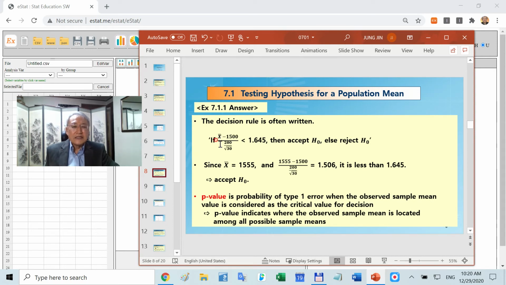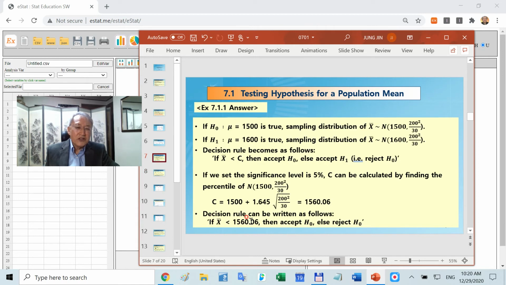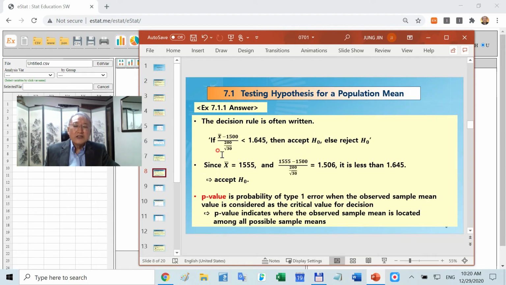As we discussed in the sampling distribution, you can have a decision rule in this manner. Maybe it is easy to understand, but once you are used to it, you subtract the mean and divide by the standard error, and calculate in this manner. Suppose you have sample mean 1555. Subtract the mean, that's H0, mu equals 1500, and divide by standard error. If this standardized value is less than 1.645, then accept H0, else reject H0. It's the same thing. Since the sample mean is 1555, if you calculate this value, it becomes 1.506. Therefore, it is less than 1.645, we'll accept.